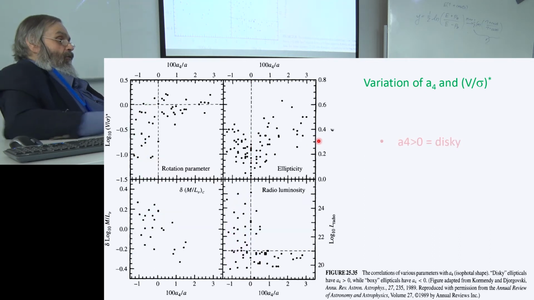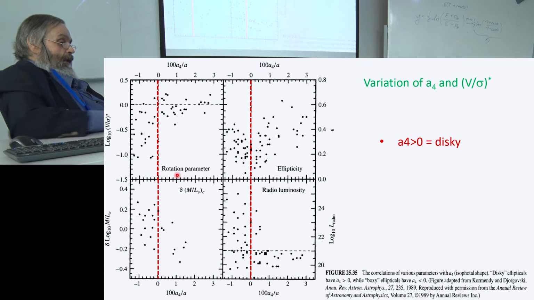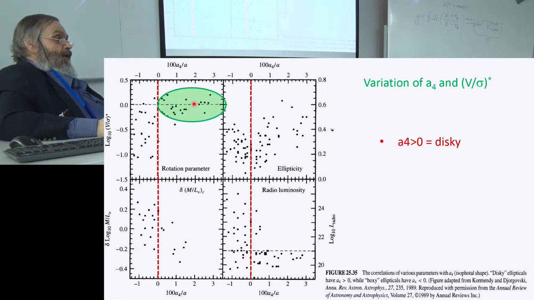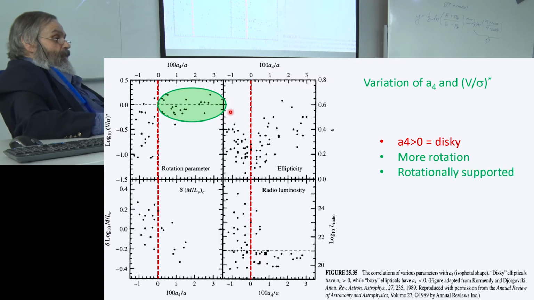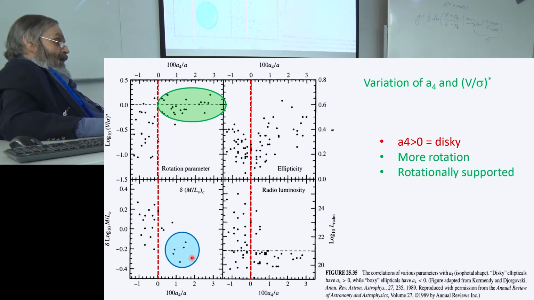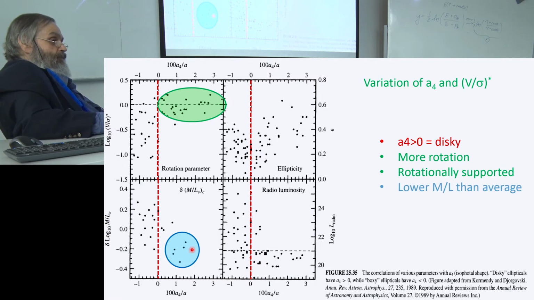So now if we have a look at all those with A4 greater than 0, these are disky objects. Then here's the A4 equals 0 line again. And so up here, these have got a much higher V over sigma. It's around 1, so that means that there's more rotation. They're essentially rotationally supported. If we move down here, the mass to light ratio in this case is lower than average. And again, the radio luminosity is lower on average. So they're radio quiet.